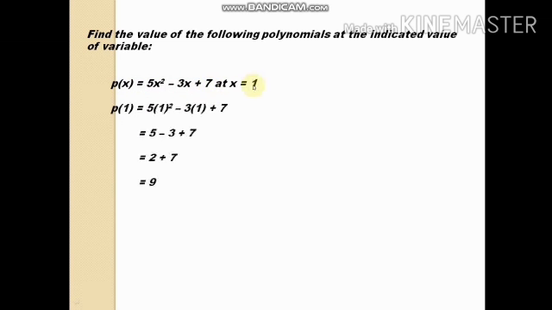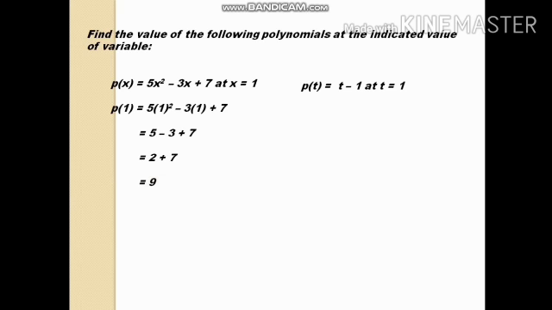Next question is, find the value of the following polynomials at the indicated values of variable. It means we have to find the value of this polynomial p(x) equal 5x square minus 3x plus 7 at x equal 1. So let's substitute the value of x in place of x. P(1) will equal 5 into 1 square minus 3 into 1 plus 7, and we will get the answer 9.